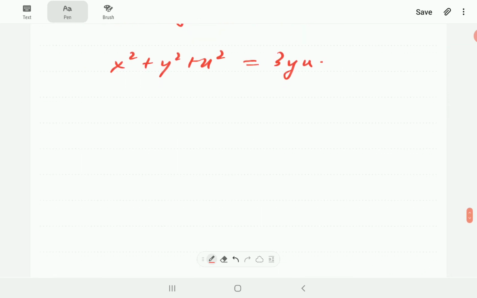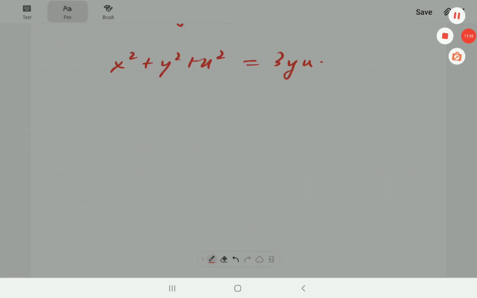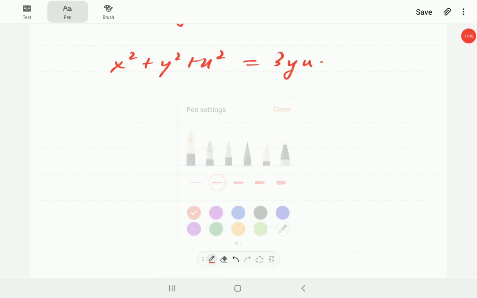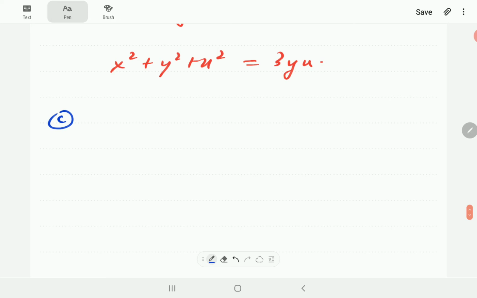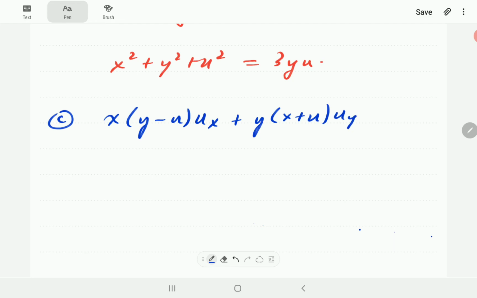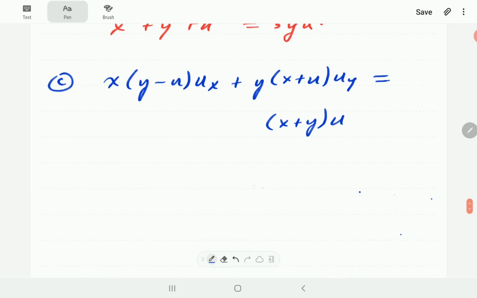All right, we're going to give you one example now to try. So you can just pause the video, have a go at this example, and then once you are done, you can scroll down to compare your answer with the answer we are going to present. So we've got here xy minus ux, plus y into x plus u, uy, and then on the right hand side we have got x plus y times u.